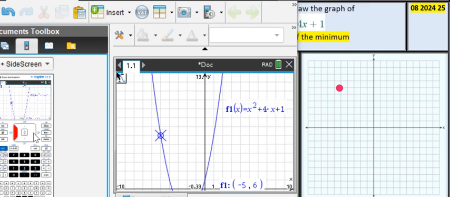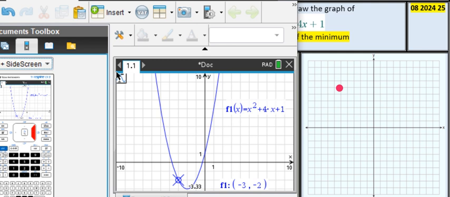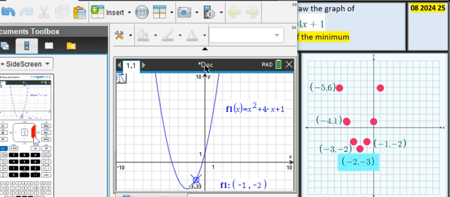My next point, as I arrow to the right, is negative 4, 1, followed by negative 3, negative 2. So the next step, the most important one, the minimum, is negative 2, negative 3. That's the bottom of our graph. And when I arrow, my calculator tells me that's the minimum. So negative 2, negative 3, followed by negative 1, negative 3. Our last 2 points are 0, 1, and 1, 6.